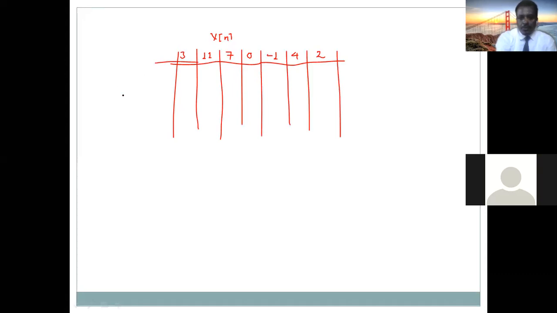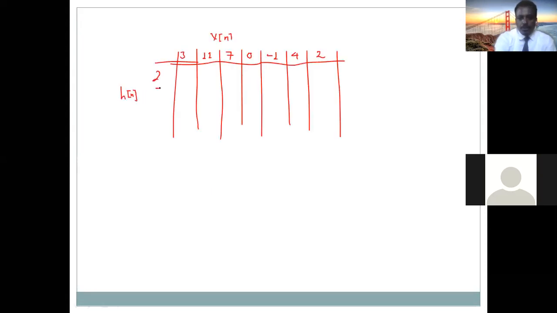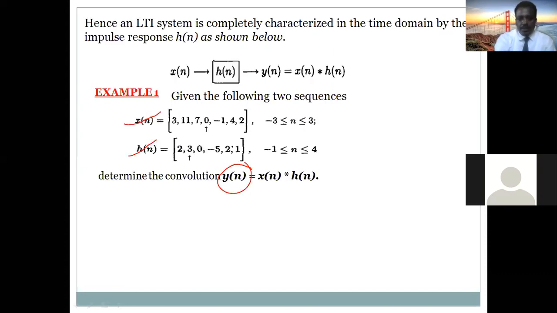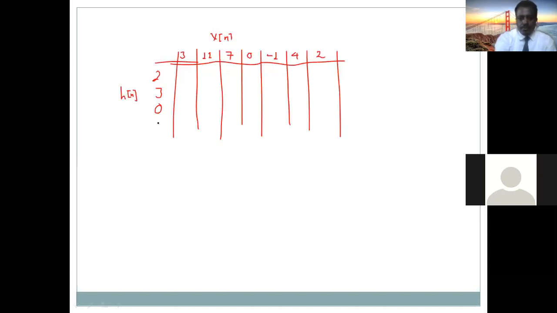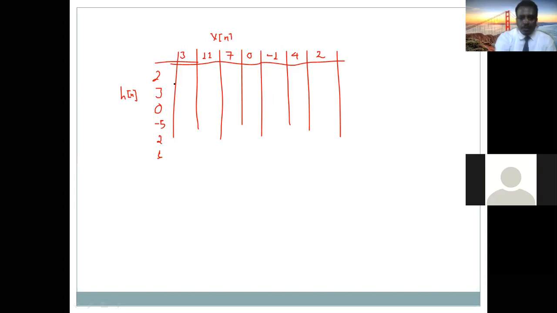Then here we write our impulse response vertically, h of n. It's also given here. What are the samples? 2, 3, 0, minus 5, 2, 1, right? Am I right? Okay. So this is our table.